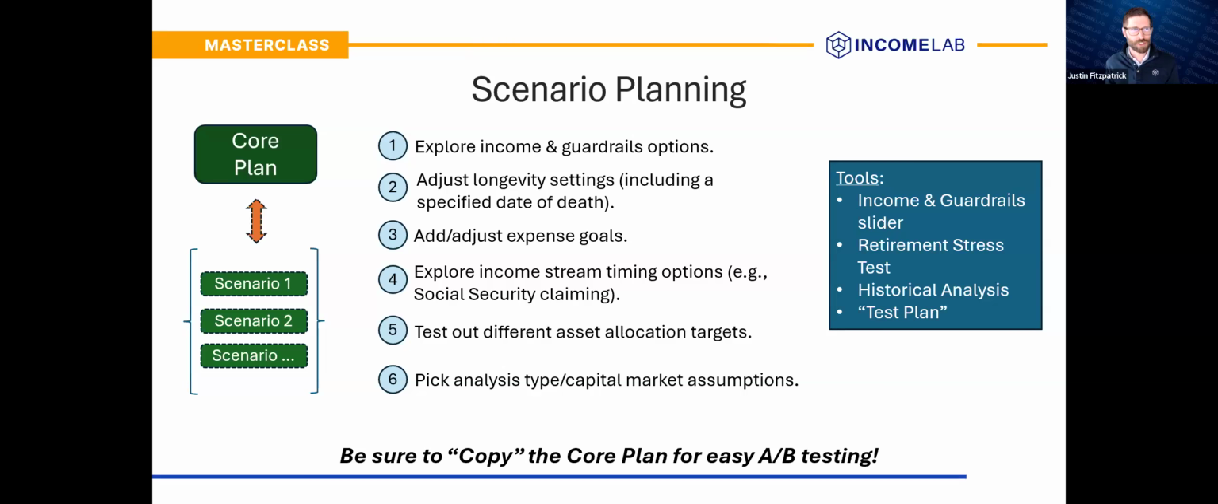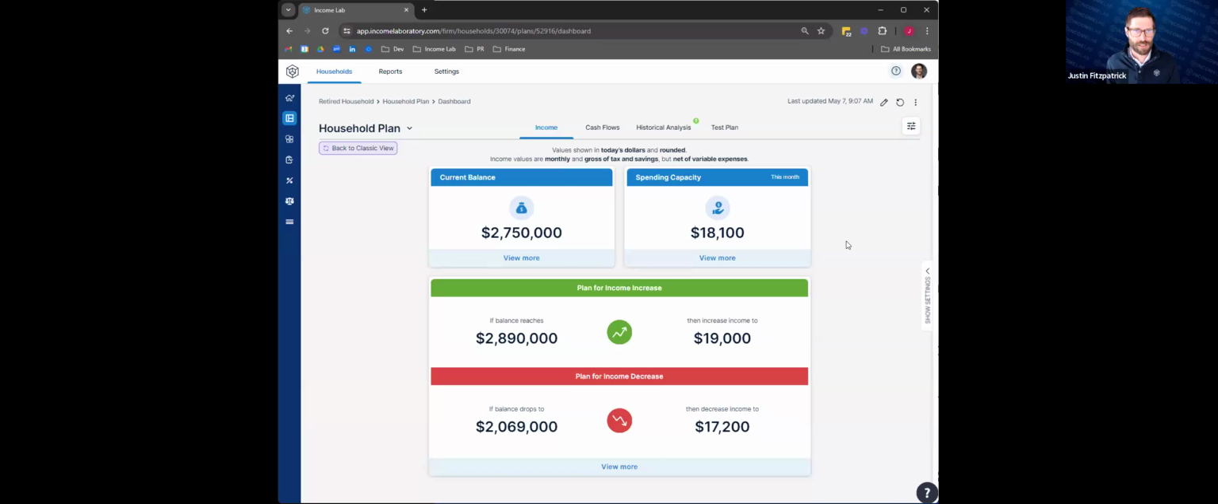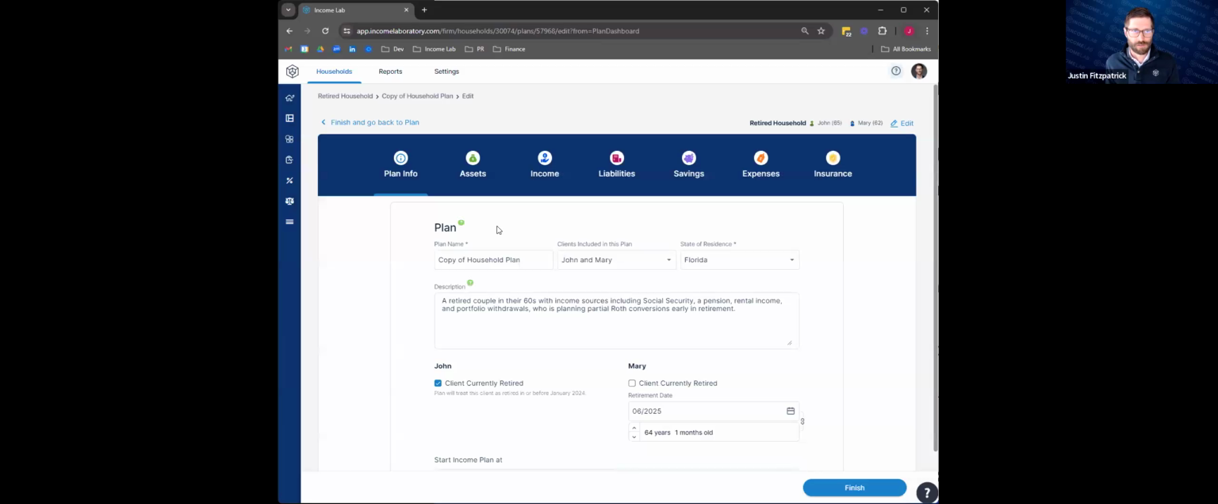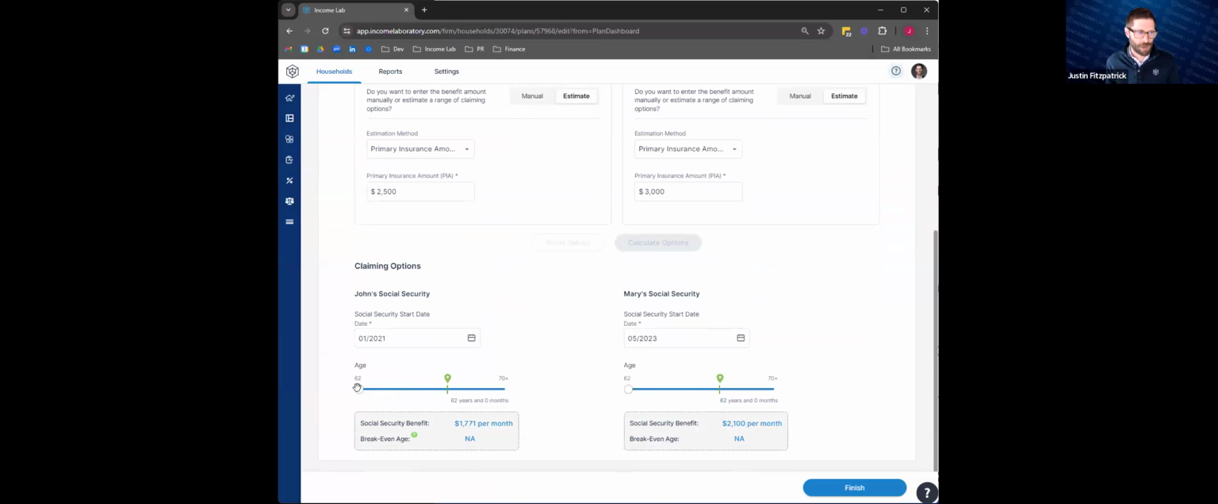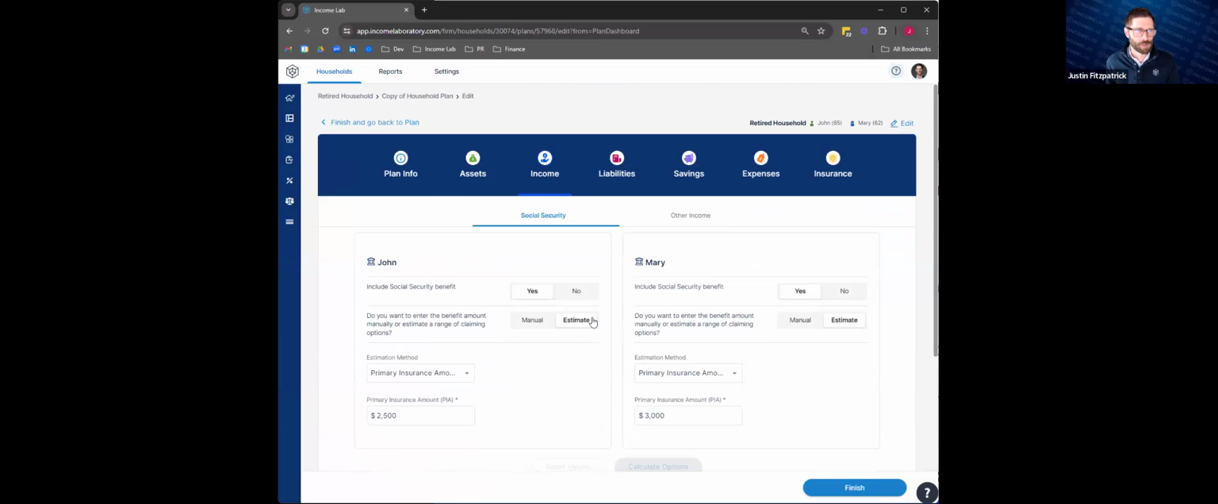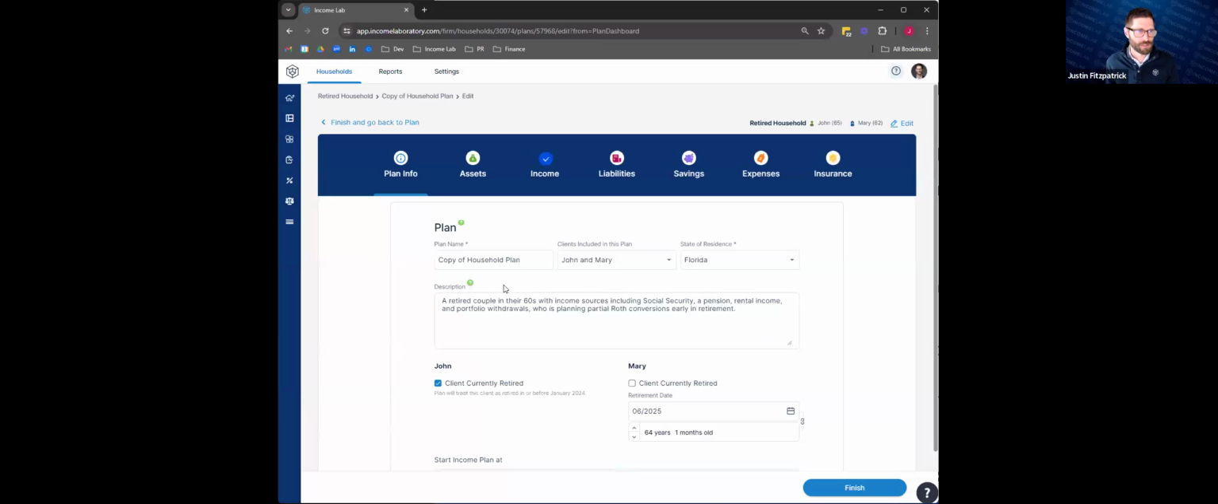As we're doing this, let me share in a practical sense how you might do this. Here I have a core plan, and best practice is to copy the plan and then make one or two changes just to see what the effect of that change is. So for example, I purposely made this a plan where they took Social Security as early as possible. Let's name this plan also.